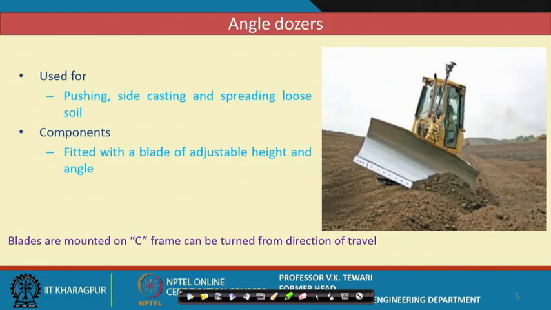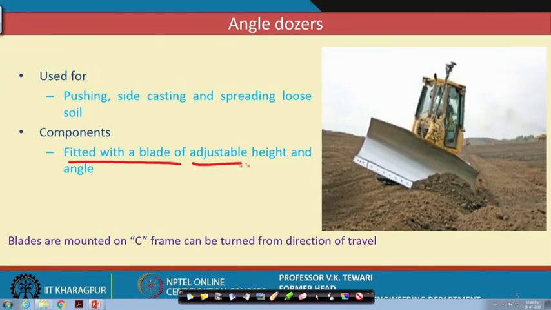Its components are similar ones, fitted with the blade for adjusting the height and angle. Since it is called the angle dozer, a certain angle needs to be maintained, and hence the blade is put at a certain angle. You can see this in the photograph shown here. Blades are mounted on a C frame and can be turned from the direction of travel. There is a C frame behind here, and the blades are mounted on that.